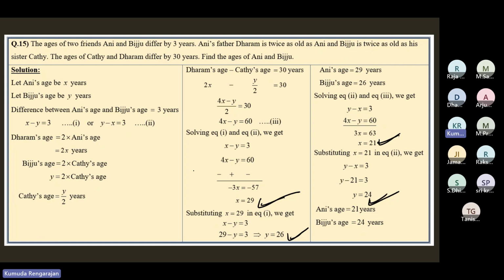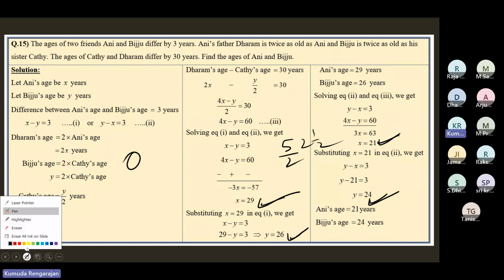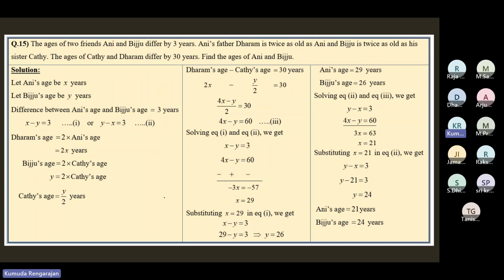You can also get a fraction here, because it is age. It can be a fraction, it can be a decimal value. It cannot be negative or 0. That's all it is. Somebody can be 5 by 2 years old, that means 2.5 years old. It's possible. Any practical answer for age is accepted.